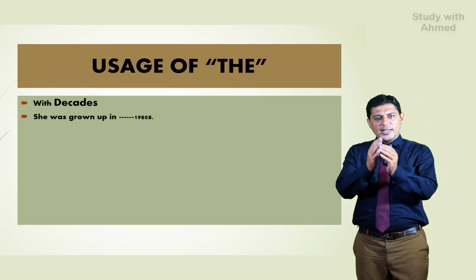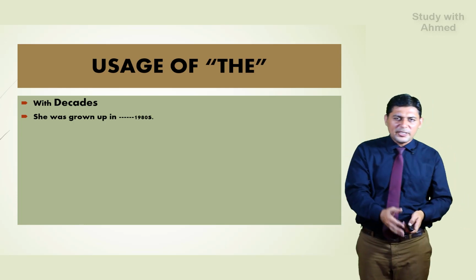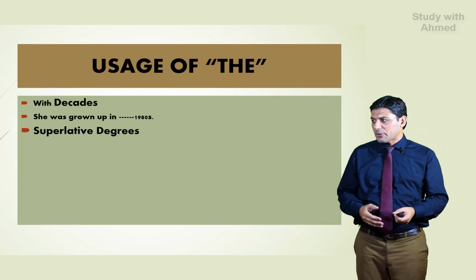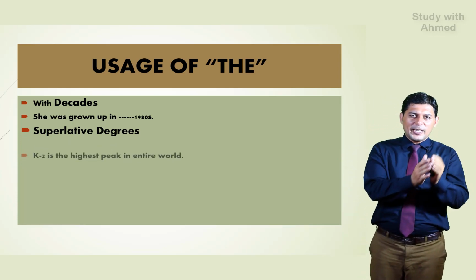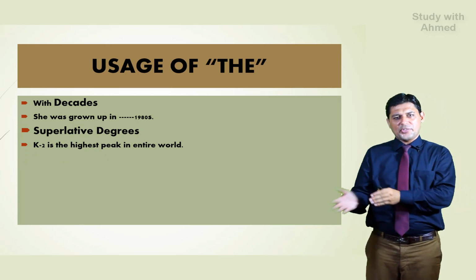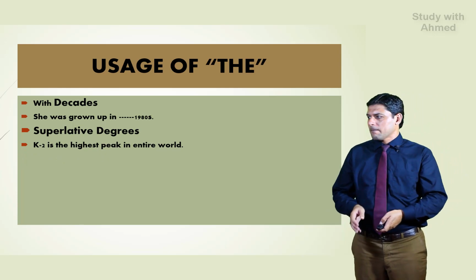Superlative degree, since class 6 we have been discussing. With superlative degree we use the. K2 is the highest peak in the entire world. Before the highest we have high, higher and highest. Here you have to use the.